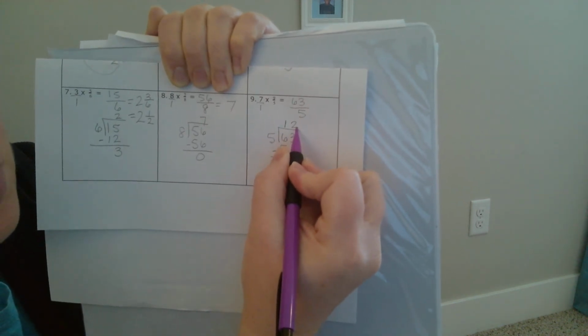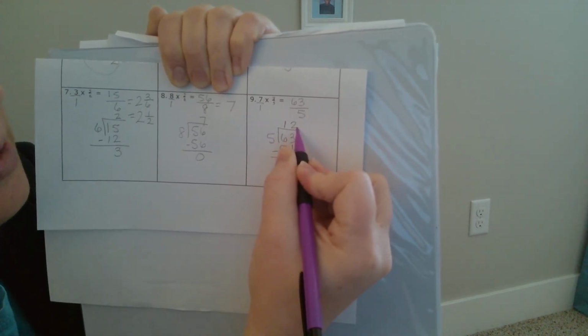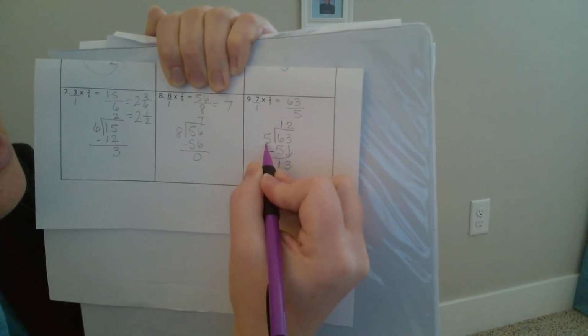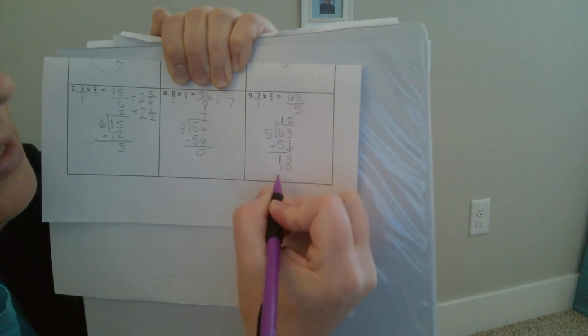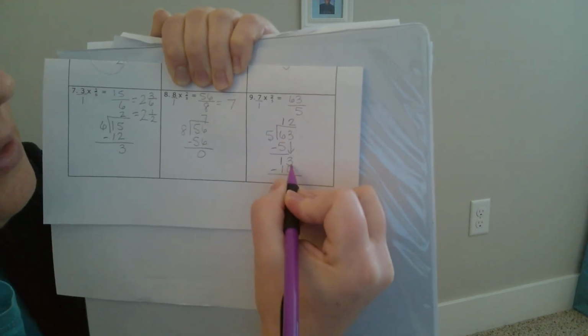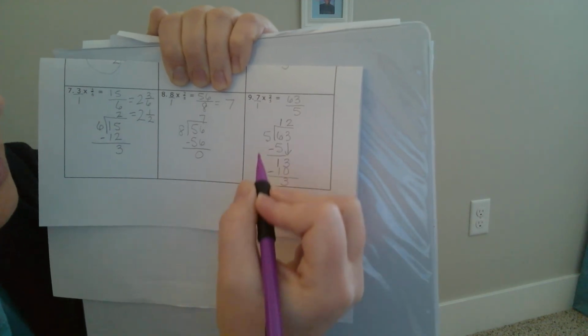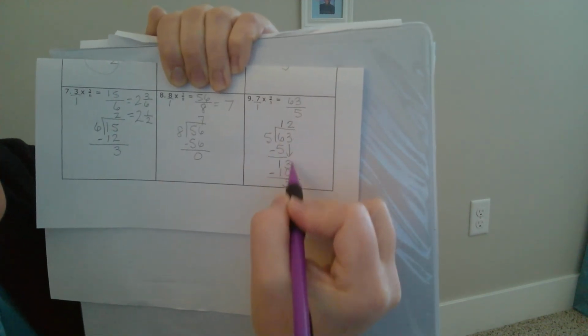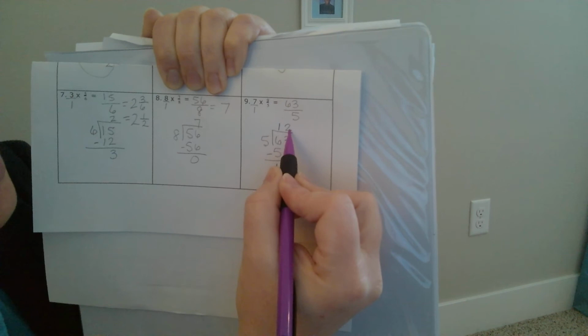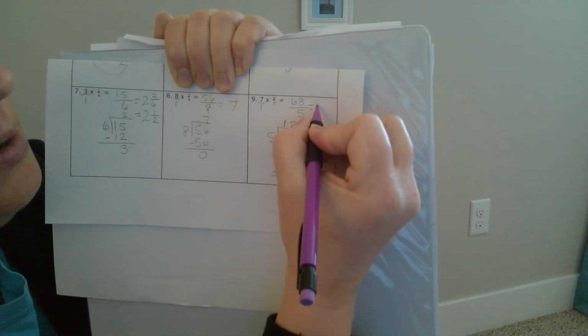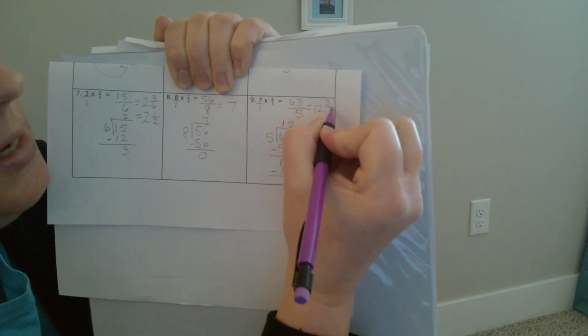Then we multiply. 5 times 2, the 2 that you just put up there. We're in the ones place now. 5 times 2 is 10. Then we subtract. 13 take away 10 is 3. And we have nothing else to bring down. So 12 and 3/5 is how we read that. 12 and 3/5.